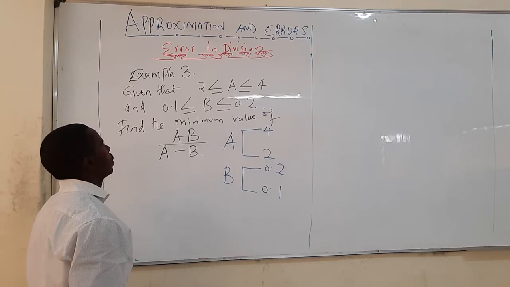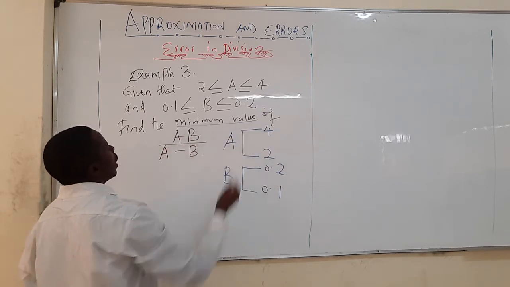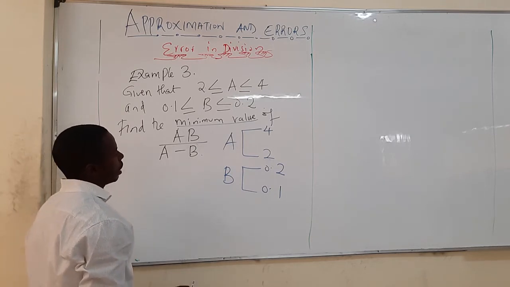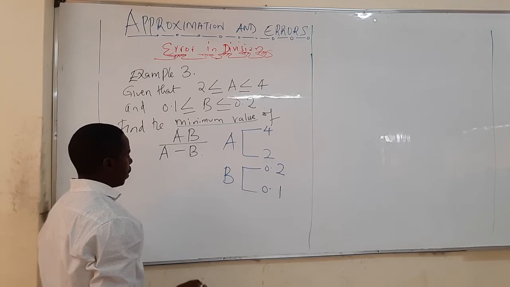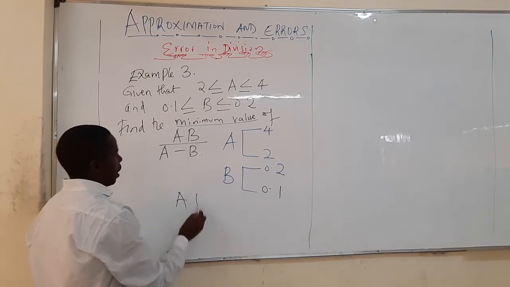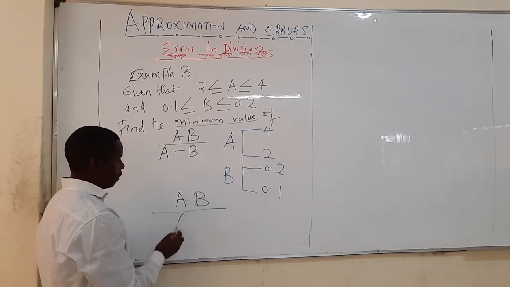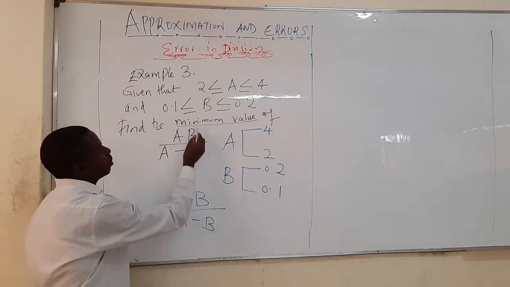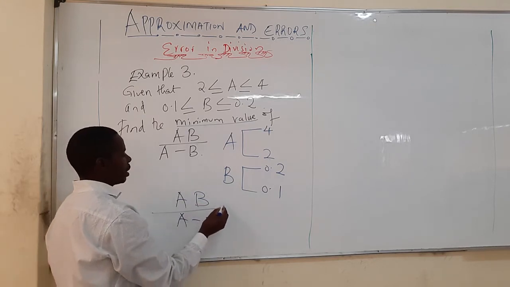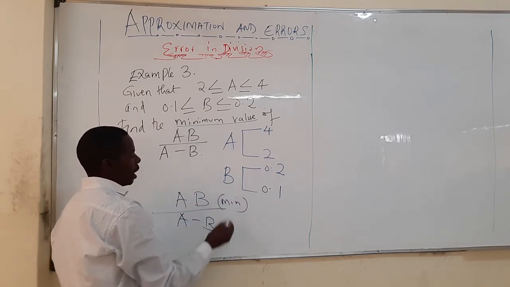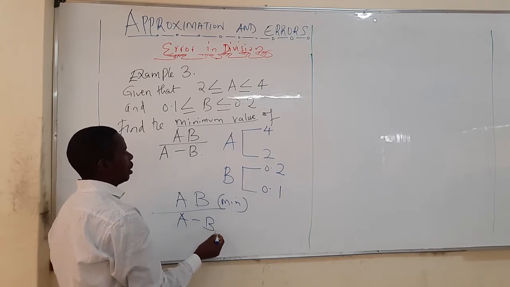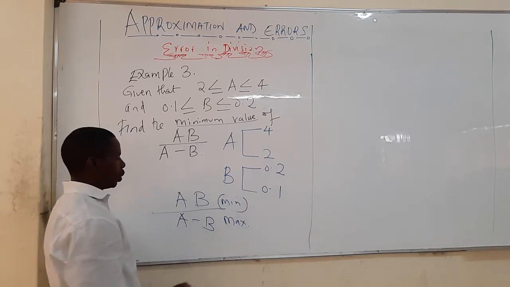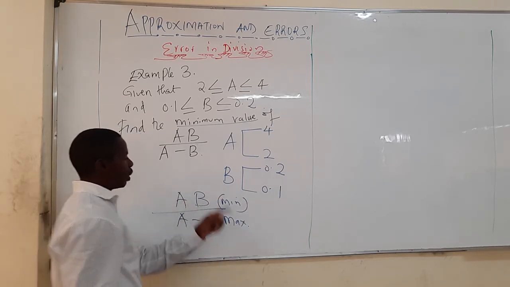We want to get the minimum value of AB divided by A minus B. So the first case here, for us to get the minimum value of AB divided by A minus B, in our numerator, to get the minimum value, we have to have it as the minimum, and then for the denominator, it should be at a maximum. So let's get the minimum of AB.